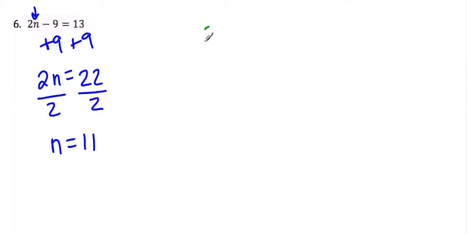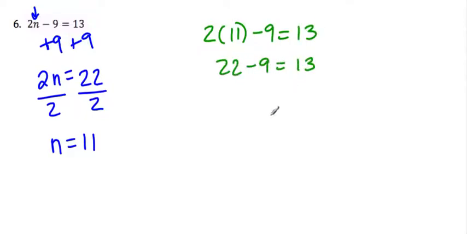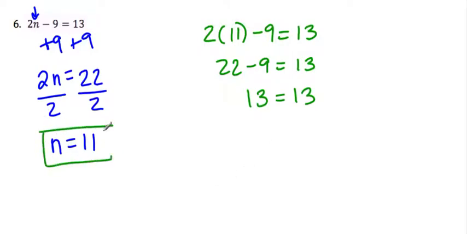You can check this. Plug 11 into n and evaluate. 2 times 11 is 22, and 22 minus 9 would equal 13. You have to make sure that 22 minus 9 does indeed go to 13, and 13 equals 13. So this would be the correct answer.